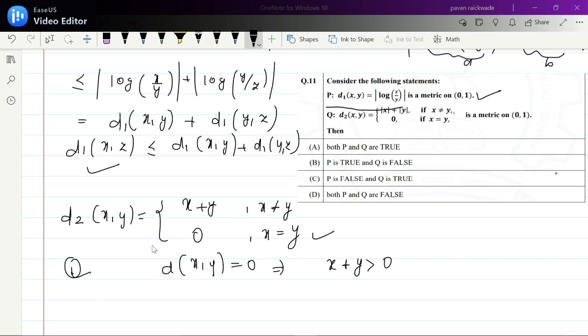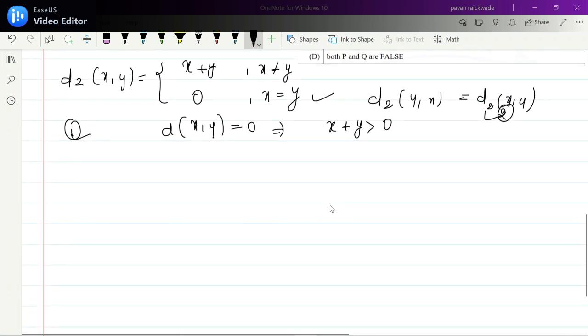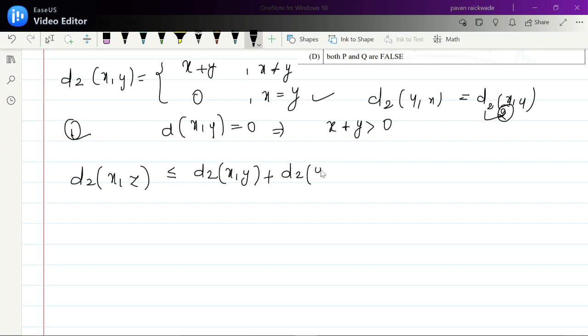Similarly, you can straight away say distance between y comma x is same as distance between x comma y. When they are not equal, it is just the sum of these two numbers. So addition is commutative, so you can straight away see it's equal to distance between x comma y. So the second property is also satisfied. So let's look at the third property. We have to prove distance between x comma z is less than or equal to distance between x comma y plus distance between y comma z, right, for any arbitrary x, y, z.